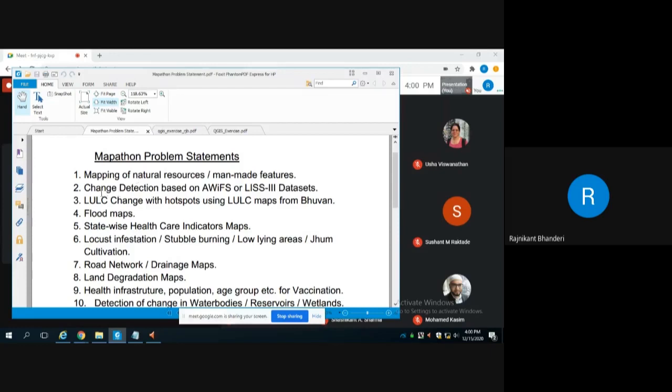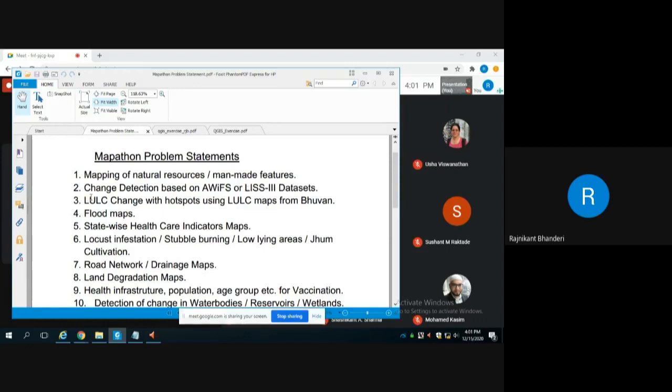If you see the second problem, that is change detection based on AWiFS or LISS-3 datasets. What type of change detection? Suppose, say, forest area: what was it before, and then what is it on this date. So we have to take two datasets and interpret both, whether visually or digitally, then overlay both datasets and come out with the change. One has to work out all the steps and flowcharts, execute them one by one, and come out with the change map as well as change statistics.